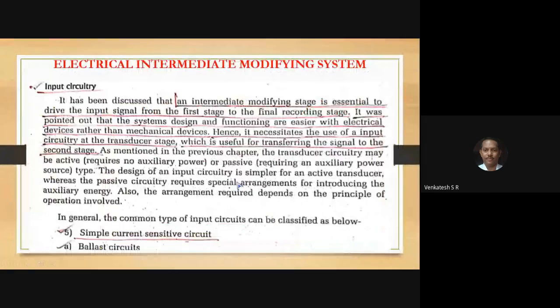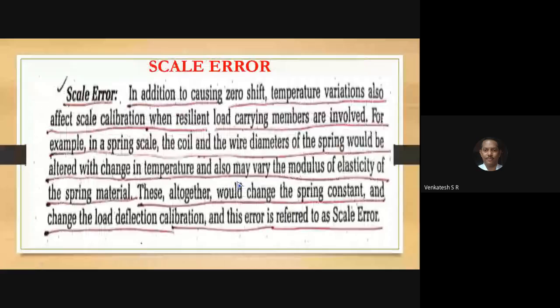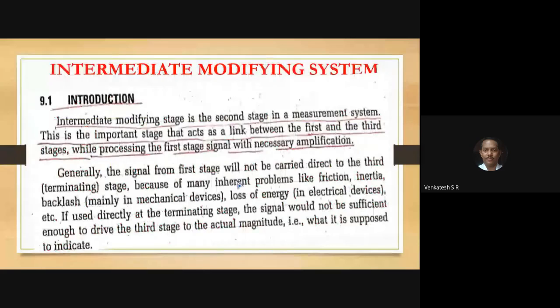Okay. Last class we discussed the intermediate modifying system. This is the second portion in the fourth module. The intermediate stage receives the signal from the primary stage, then amplifies the signal, improves the signal, and then it is fed to the final stage, that is the terminating stage. There you can read the result of the measurement. That may be temperature, pressure, current, resistance, or anything.